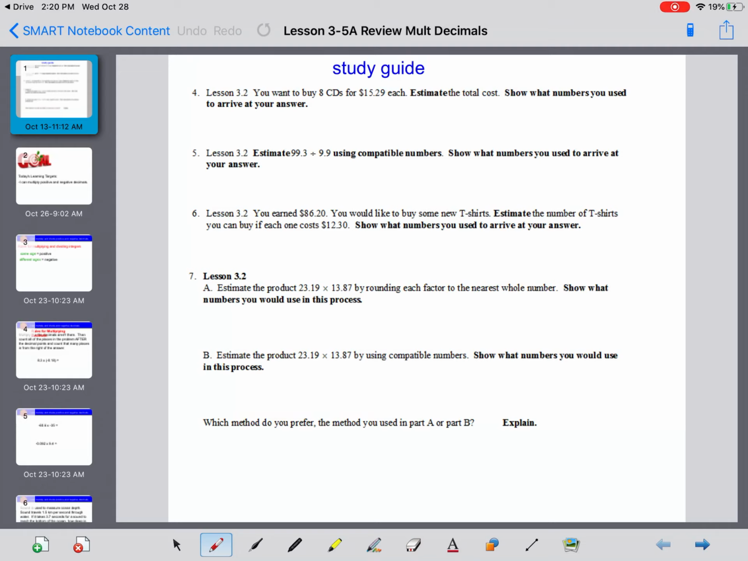The first question is that you want to buy 8 CDs for $15.29 each. Estimate the total cost and show what numbers you use to arrive at your answers. The first thing you might have done was taken 10 times 15 and gotten $150. Others of you might have taken 8 times 15. 8 times 10 is 80, and then 8 times 5 is 40, so you would have gotten $120. Now there are other answers, but these are just two.